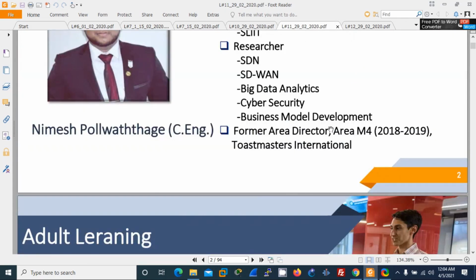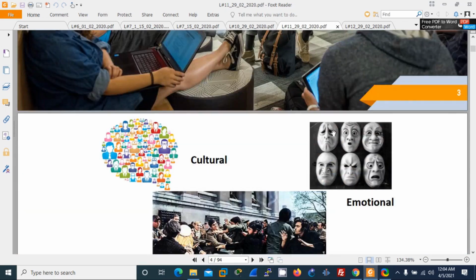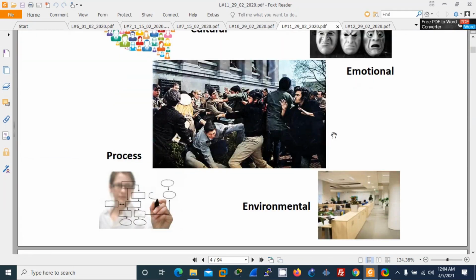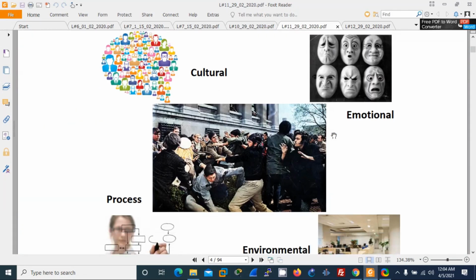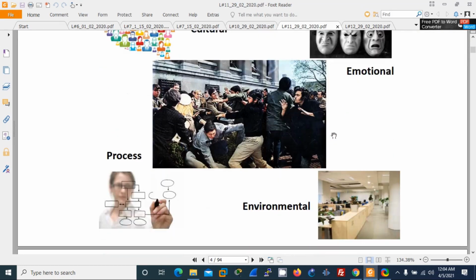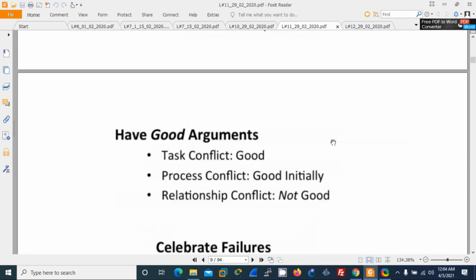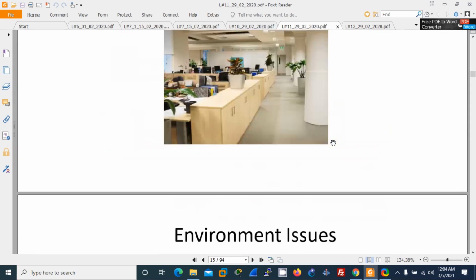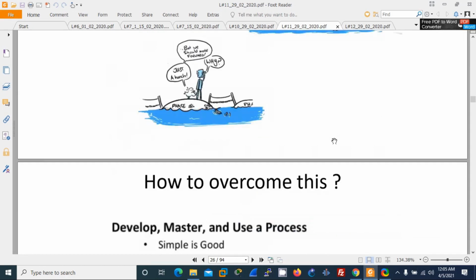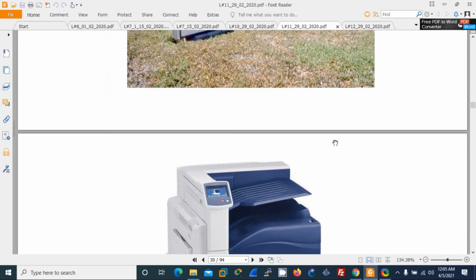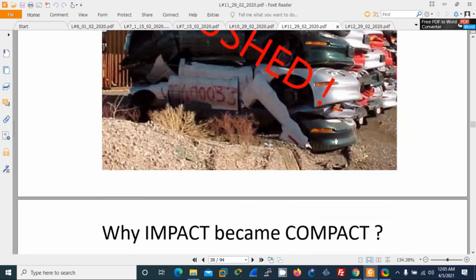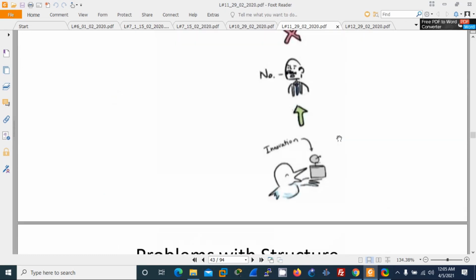Before the final lecture, we had a good discussion about some organizational constraints, such as group behavior, culture, emotional process, and environmental aspects coming into the picture. Then we discussed organizational issues, where mainly resources, strategy and structure come into the picture.